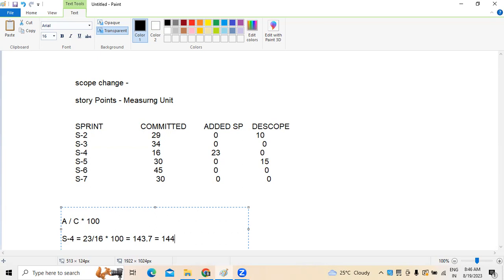So this is how generally the scope change is calculated whenever we are working in an agile environment. If you want to understand the scope change for any of the projects, means for any of the sprints we are working on, this is how the scope change will be calculated. So I think you got an idea.